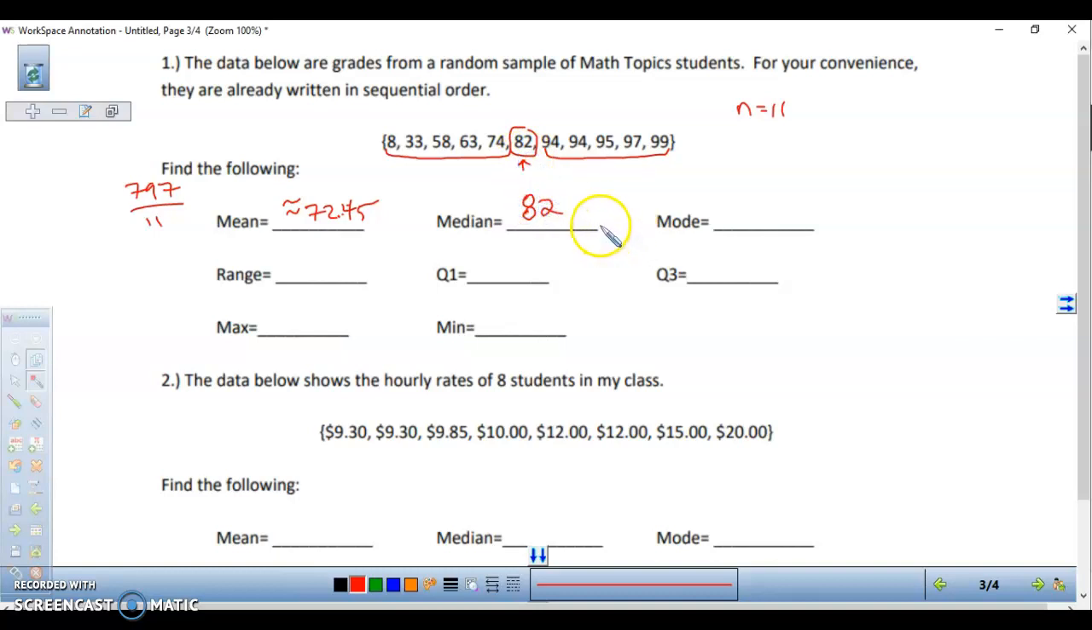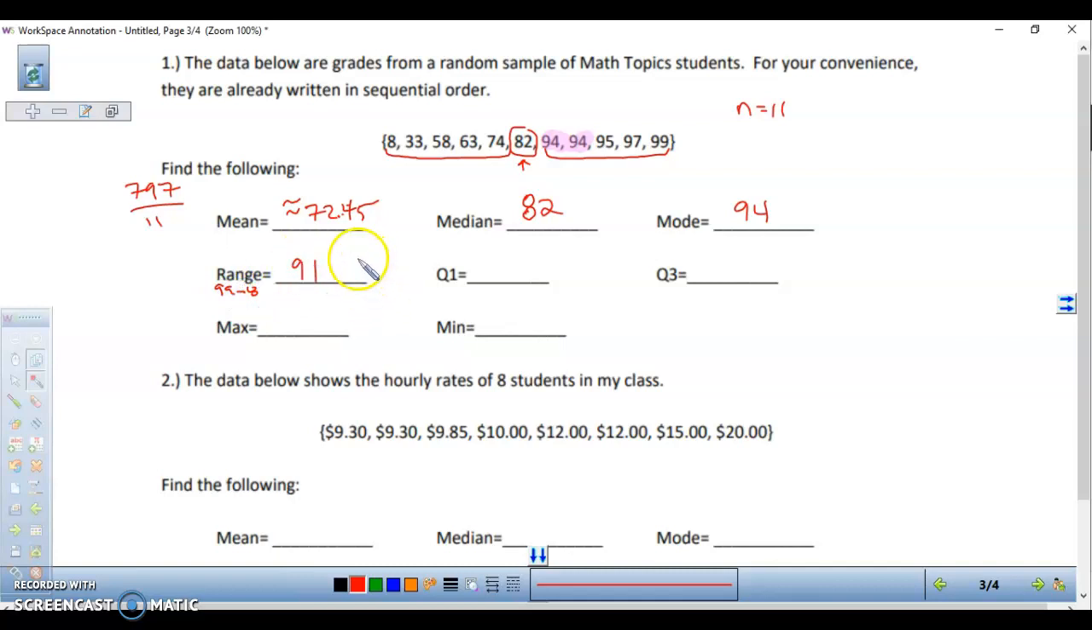The mode is the value that occurs most frequently. So I'm going to see if any number occurs more than once here. Let's see. Looks like 94 occurs more than once. It occurs twice. So 94 would be my mode, the number that occurs most frequently. The range is found by subtracting the smallest data value from the biggest. So 99 minus 8 equals 91.